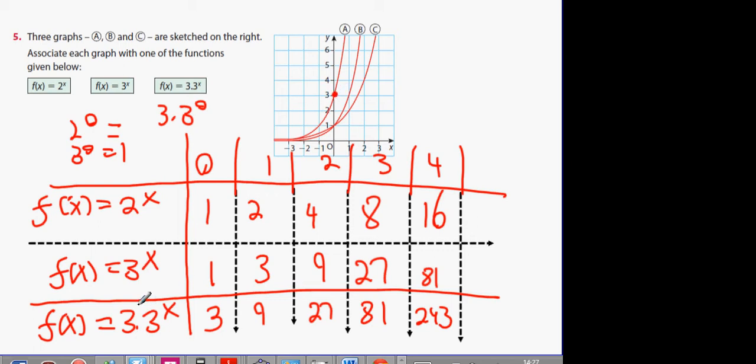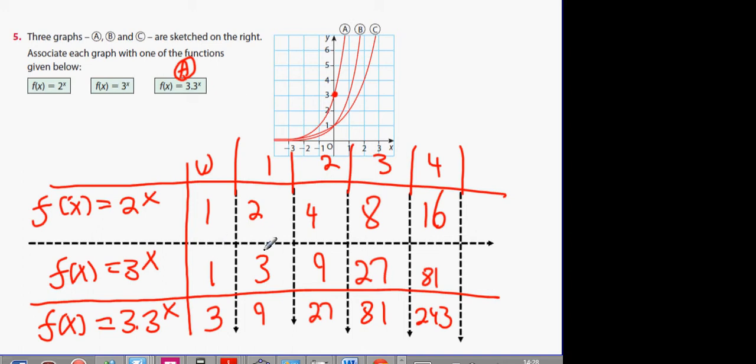This one starts off at (0, 3). This means this one here is A. It's the one with the steepest slope and it starts off at (0, 3). What about the other one? What about f of x equals 3 to the power of x? Which one do you think that is? Is it B or C?